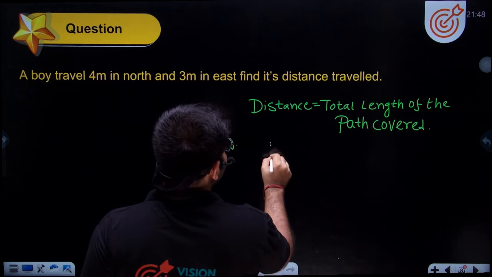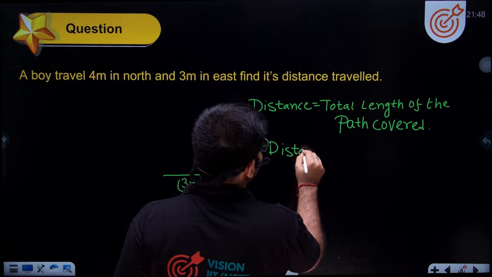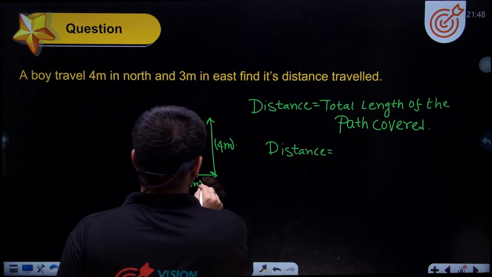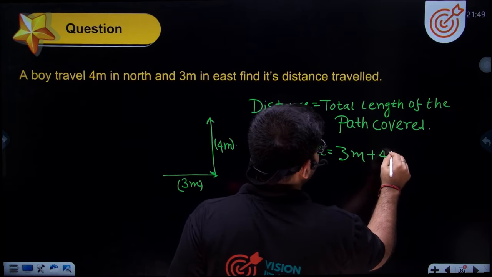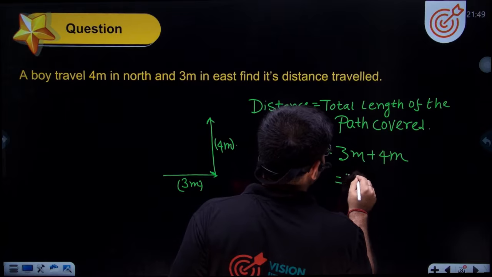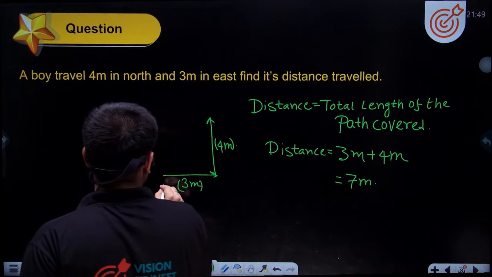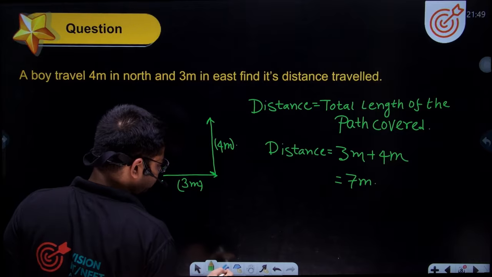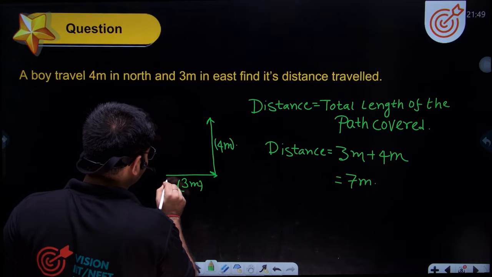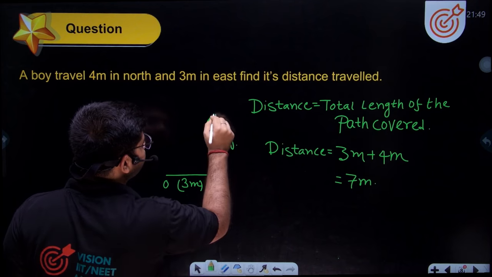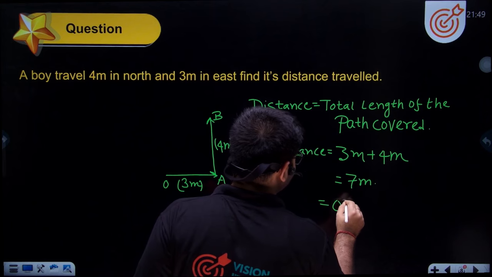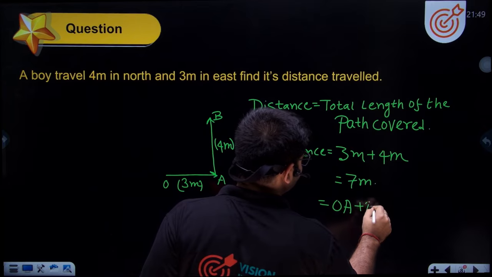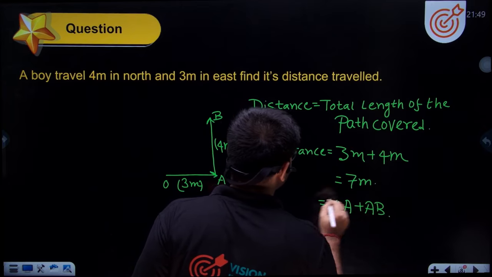So distance is going to be here 3 meter plus 4 meter. So distance is going to be 7 meter because this is the total length which has been covered from O to A to B. So total length covered is, we can say, OA plus AB, and that is equal to your distance.